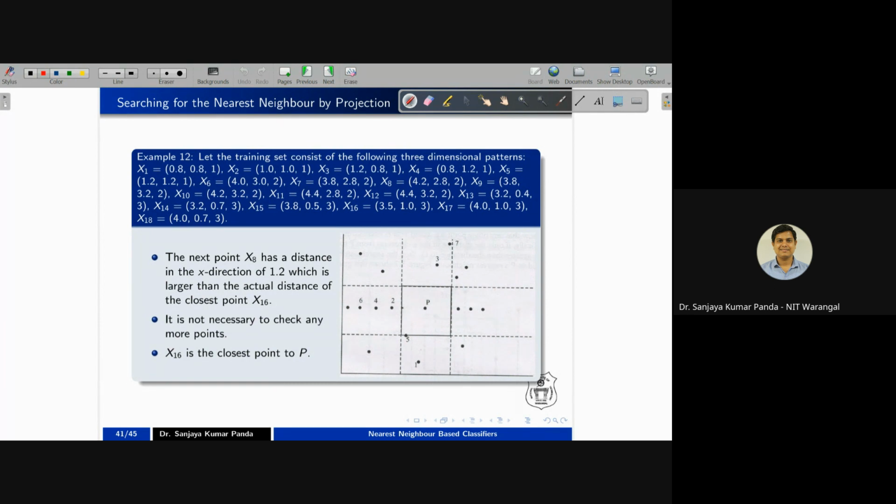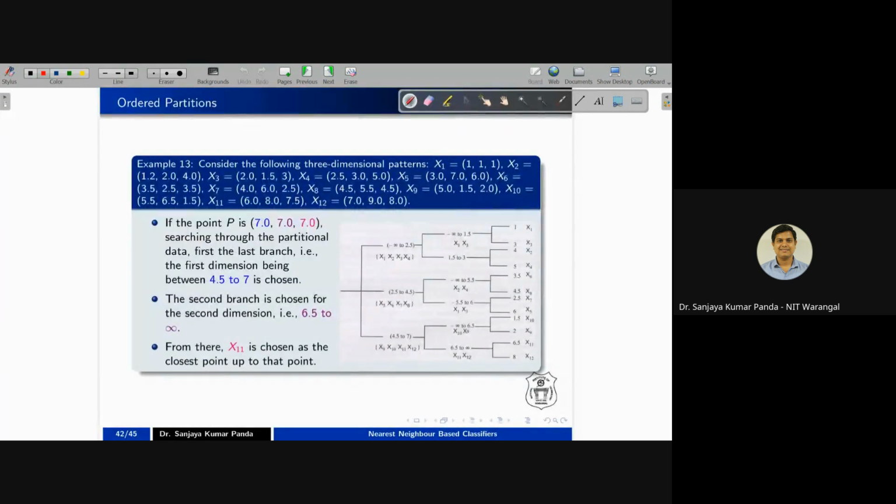So in this way, the projection algorithm works. It is based upon one particular feature. Somebody can take the y feature also. I'm not only considering the x coordinate. Somebody can consider the y coordinate and make a projection, right? Now the last one which we are going to discuss is called ordered partition.